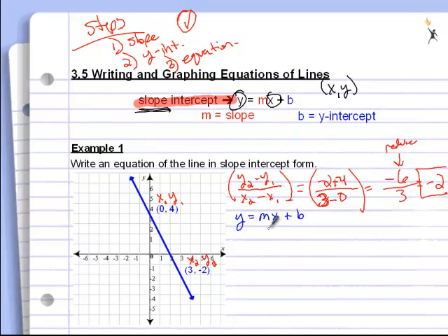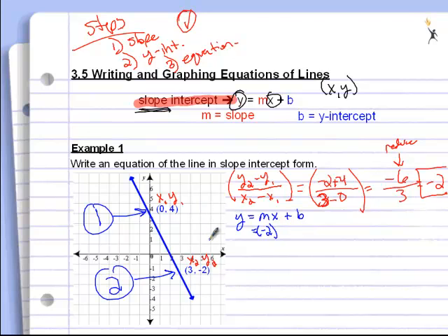Now I'm going to start substituting stuff in. The first thing I'm going to substitute is my slope, because I know that. The second thing I'm going to substitute is an x and y. Now I have 2 to choose from. There's 1, there's 2. I'm given 2 different points that I can use the x and the y from to substitute in.